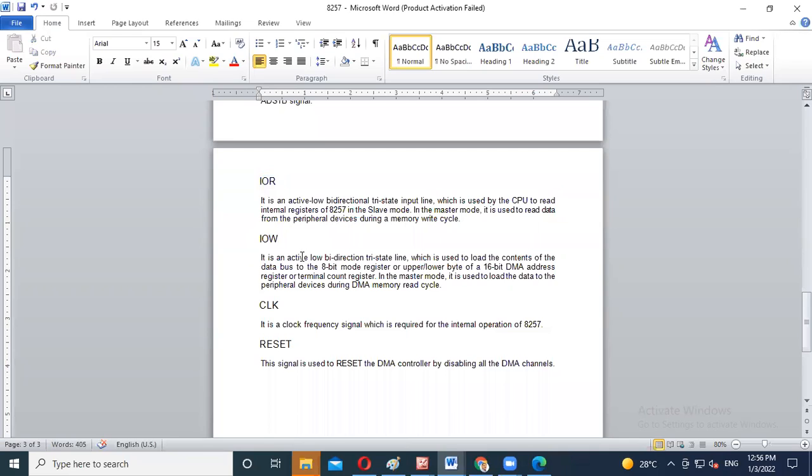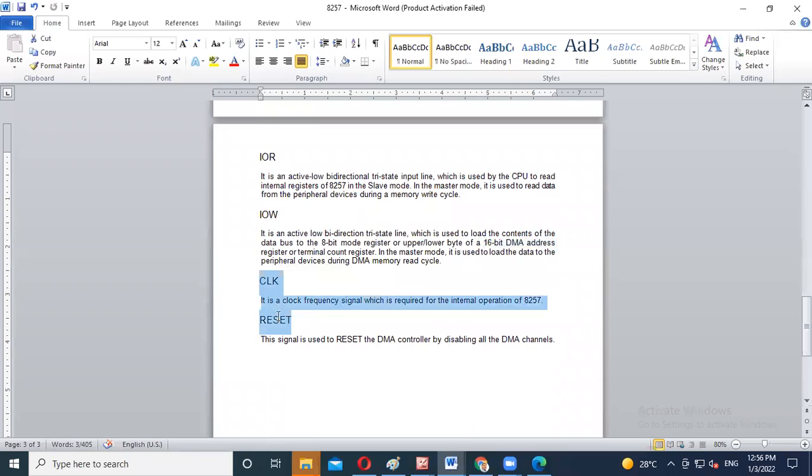In the same way, input and output write helps with the 8-bit mode register and 16-bit DMA address access. The 8-bit is for reading and writing, and the 16-bit is for direct memory access, which is controlled by the IOW pin, the input and output write pin.